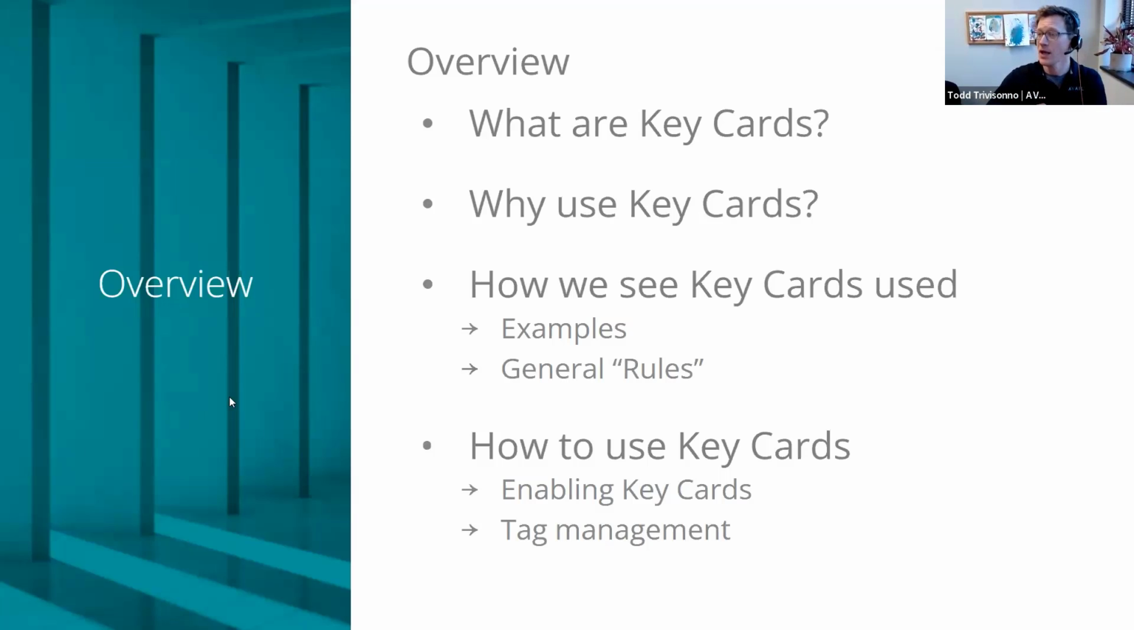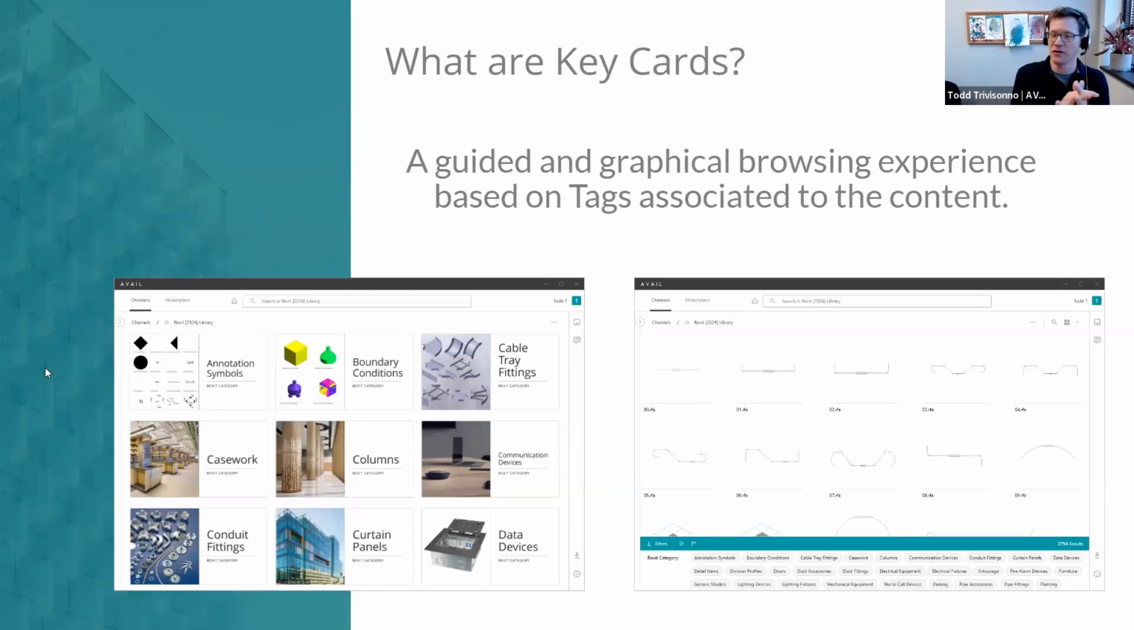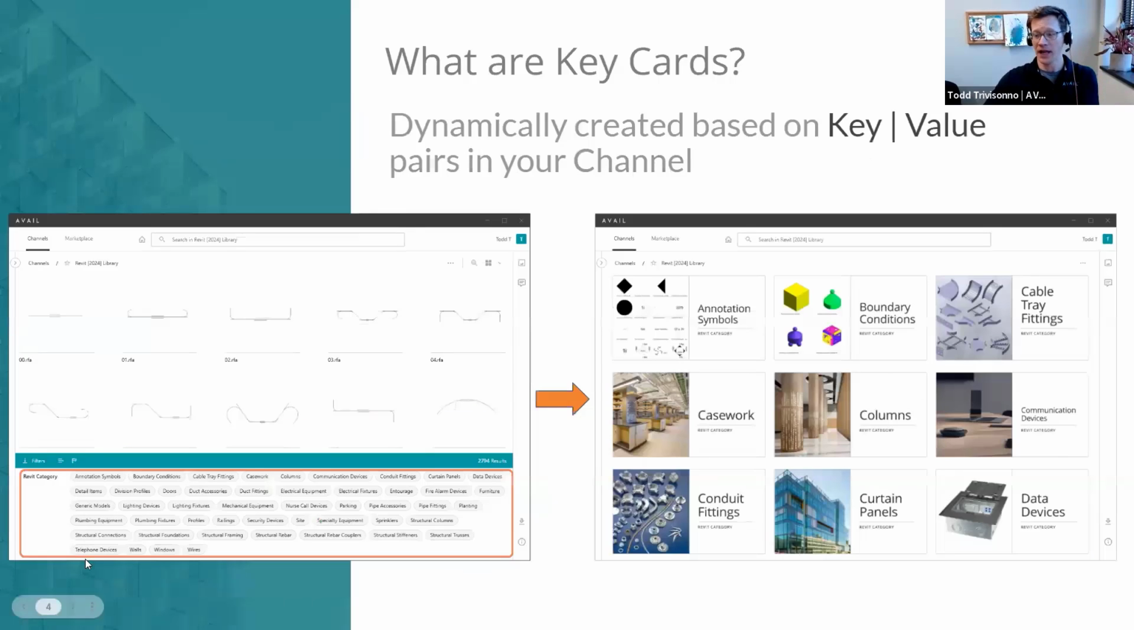So with that said, what are key cards? If you're not familiar whatsoever with what key cards are, it's essentially just your tags presented in a different way, in a more guided and graphical browsing experience, based on those tags associated to your content. So if I zoom in on these a little bit, on the left here, we've got a typical AVAIL channel. Content's been indexed into it. In this case, there's already been some structuring and working with the tags. But they're all just down here at the bottom in your tags and filters panel displayed there.